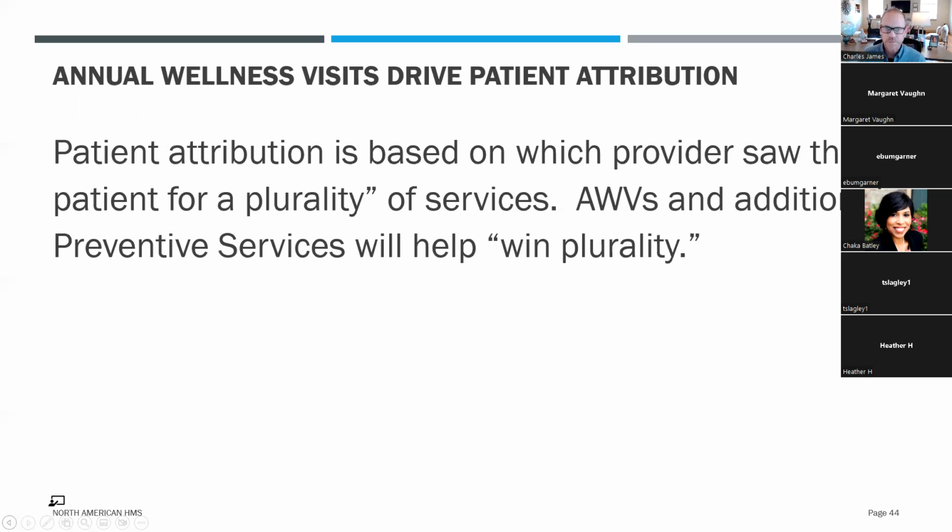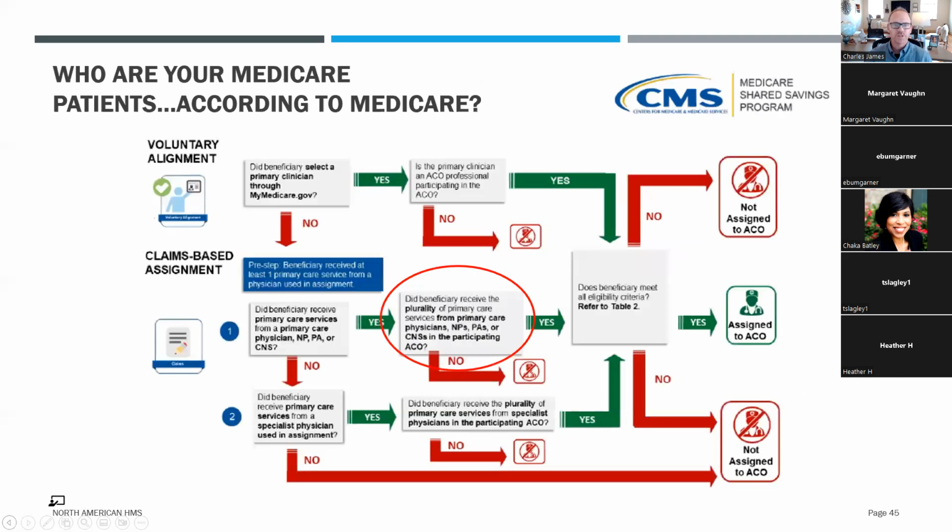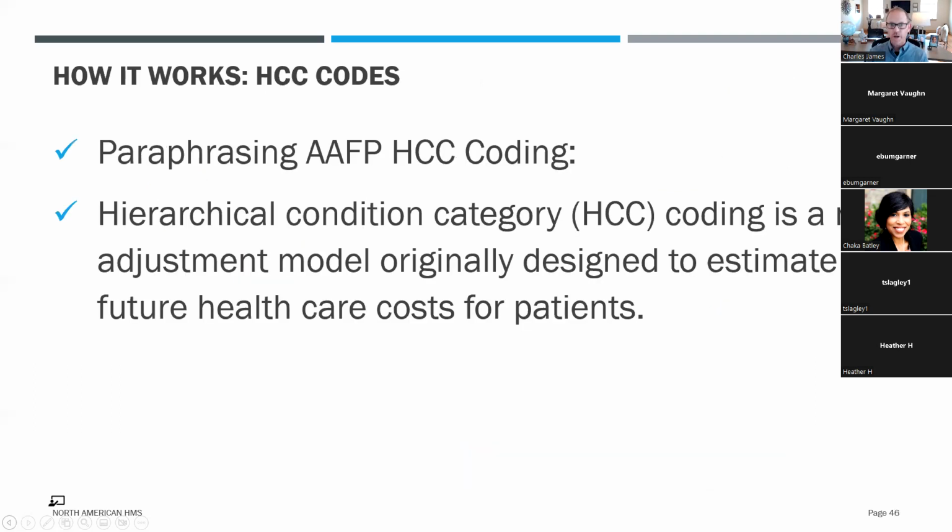Why is this important? Annual wellness visits drive patient attribution in our value-based care organizations. Patient attribution is based on the plurality of services provided, and they help us win plurality so that we have that patient assigned to us. All of this complicated chart is just to show that patient attribution and plurality of services are at the heart of patient attribution. Sometimes many of us are not seeing patients that are attributed to us because we didn't get the annual wellness visit on the claims correctly.